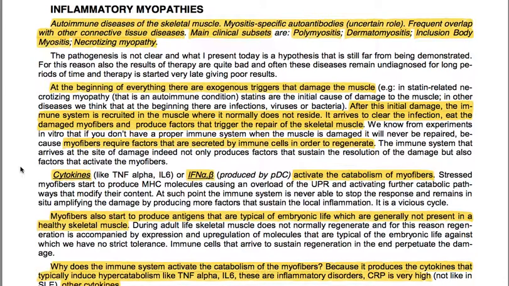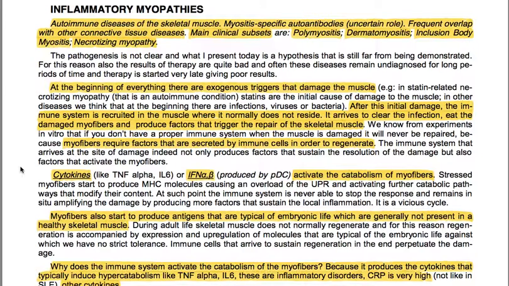At the beginning of everything, there are exogenous triggers that damage the muscle, like in statin-related necrotizing myopathy, that is an autoimmune condition. Statins are the initial cause of damage to the muscle. In other diseases, we think that at the beginning there are infections, viruses, or bacteria. After this initial damage, the immune system is recruited in the muscle where it normally does not reside. It tries to clear the infection, eat the damaged myofibers, and produce factors that trigger the repair of the skeletal muscle.